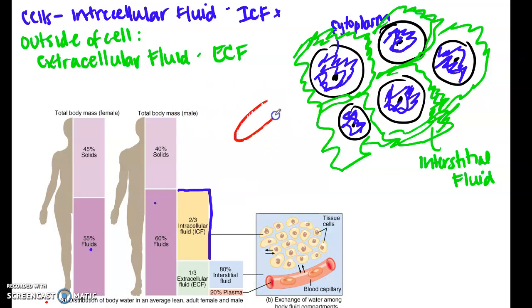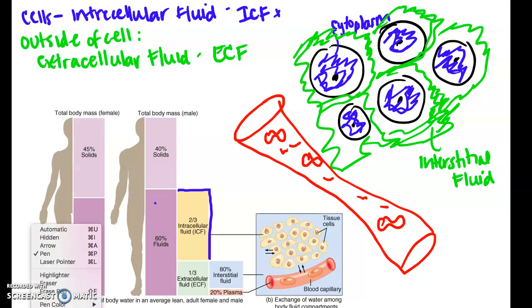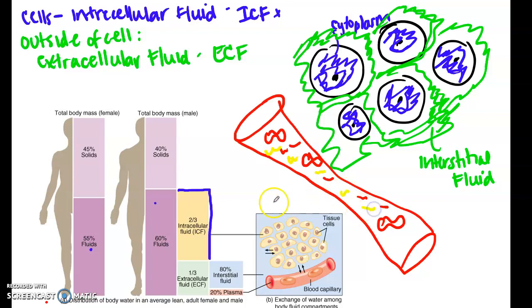So we have blood. Here's my blood. Of course, there are cells in here, blood cells, and inside of those cells is intracellular fluid. But out here, those cells float in another type of extracellular fluid. If there's fluid in here and those red blood cells are floating in it, that is called plasma. We know this.